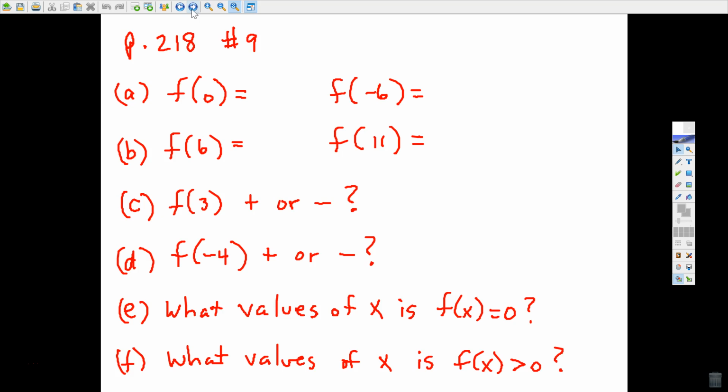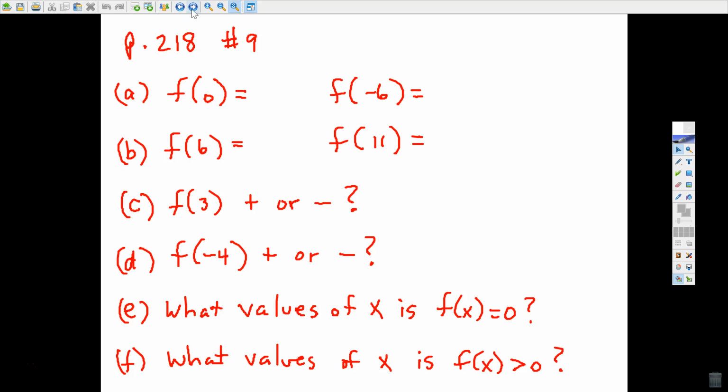So I hope you've had a chance now to open up to page 218, and we're going to walk through problem number 9, and I'm assigning problem number 10 for you as part of your homework assignment, but I think after you've seen number 9 you'll see how this works. So we're going to be looking at that graph on page 218 and answering several questions, as you can see. So let's just jump right into this problem.